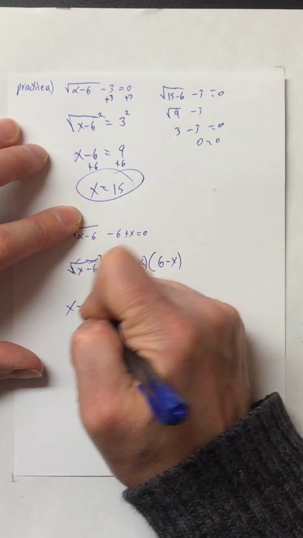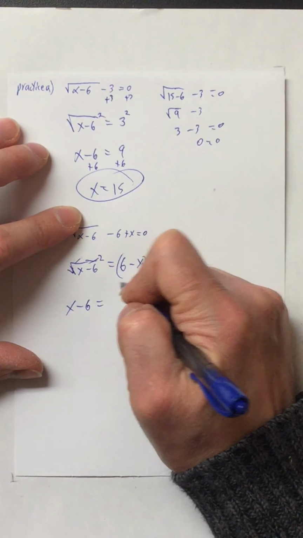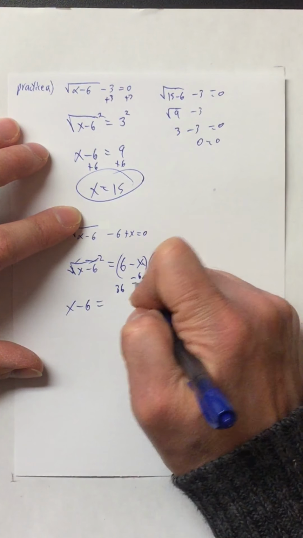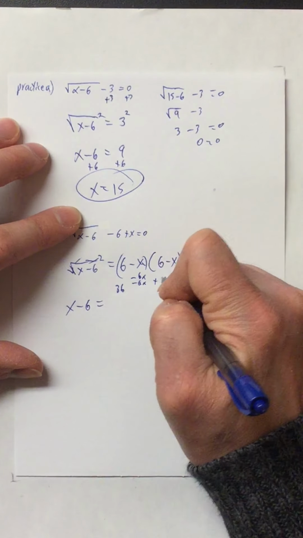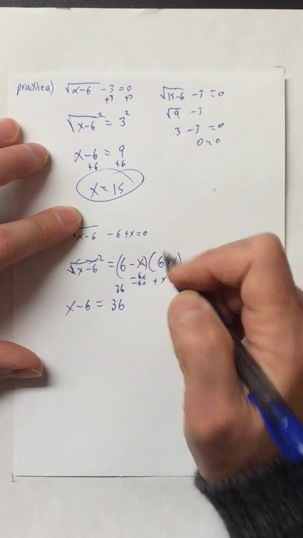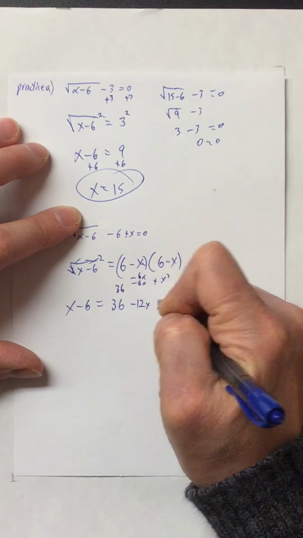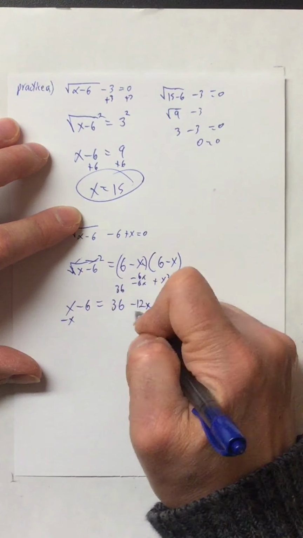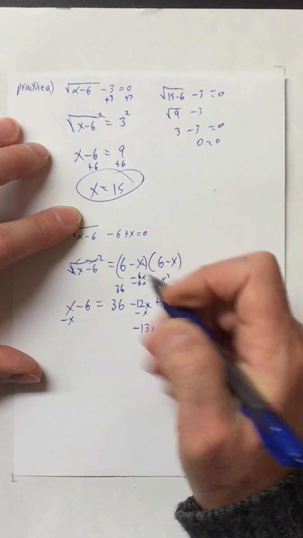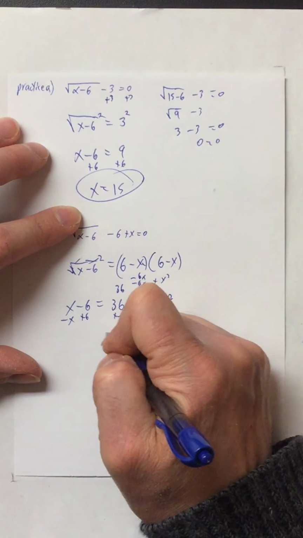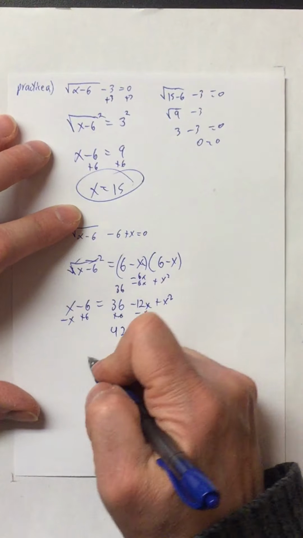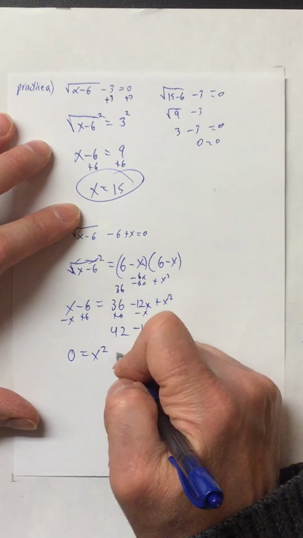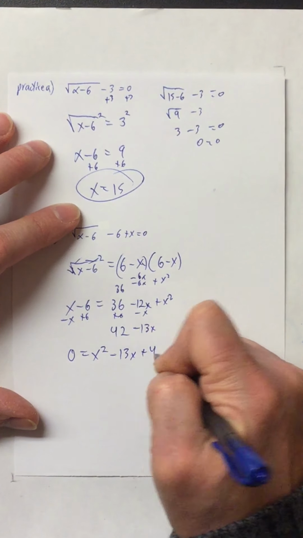That gets canceled out. x minus 6 is going to be equal to, let's see, 36 minus 6x minus 6x plus x squared. So it's going to be equal to 36 minus 12x plus x squared. Let's combine some things. Let's subtract an x, so negative 13x, plus 6 looks like 42. All right, so let's rewrite this here. 0 is going to be equal to x squared, put it in descending order, minus 13x plus 42.